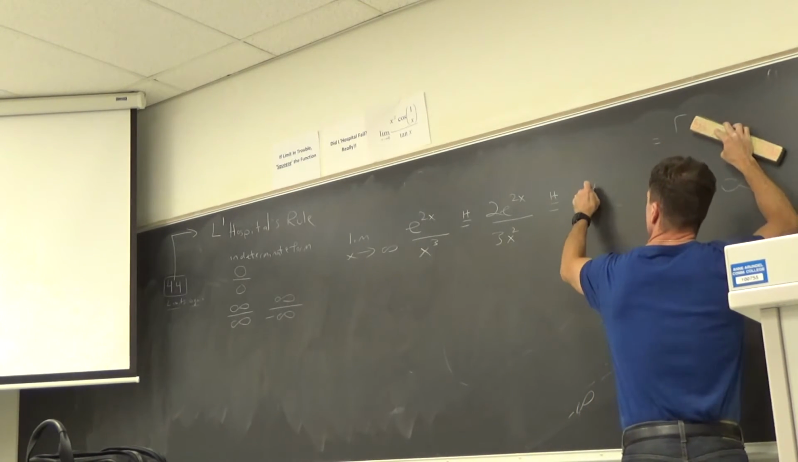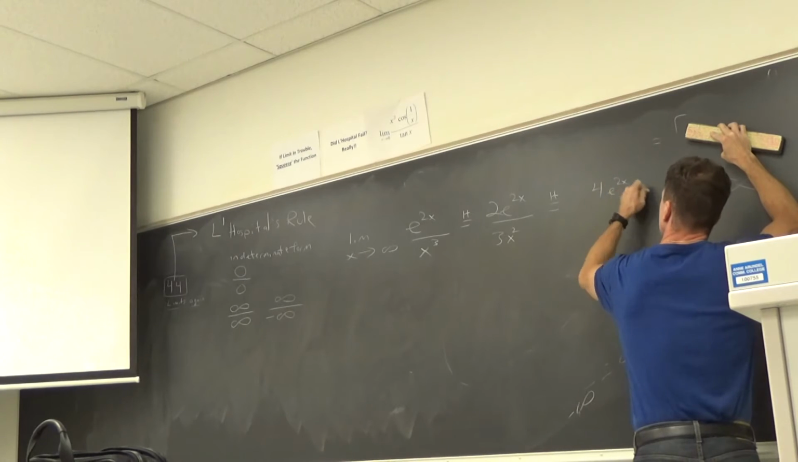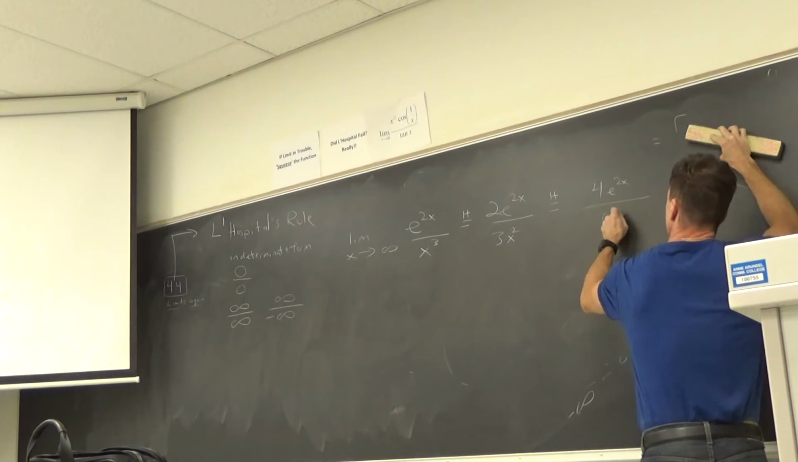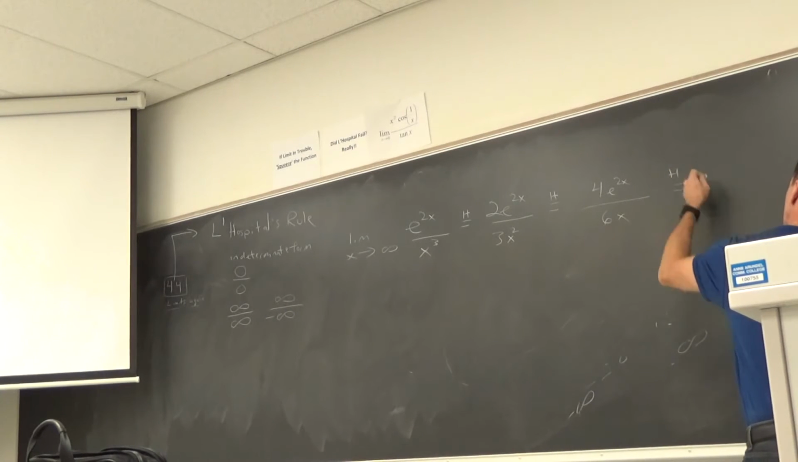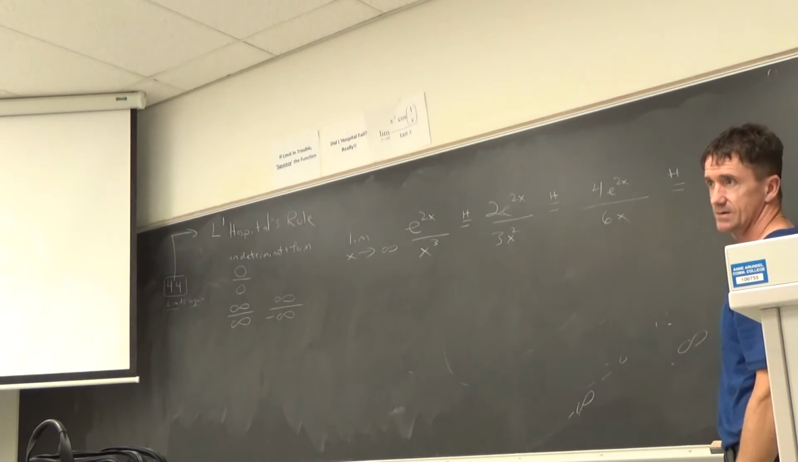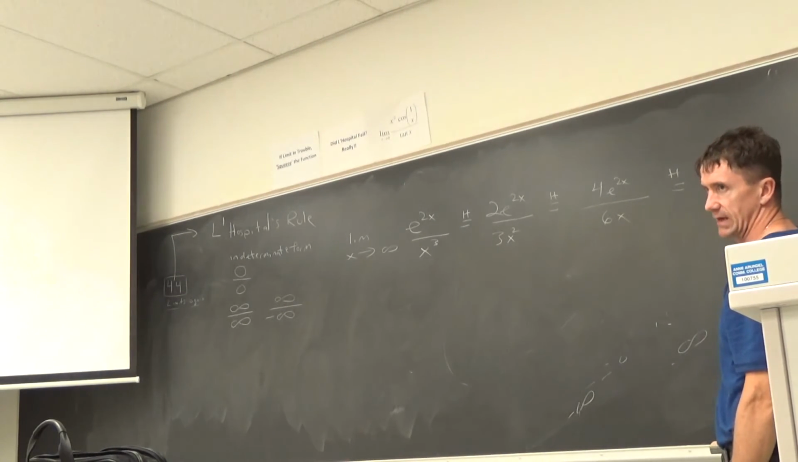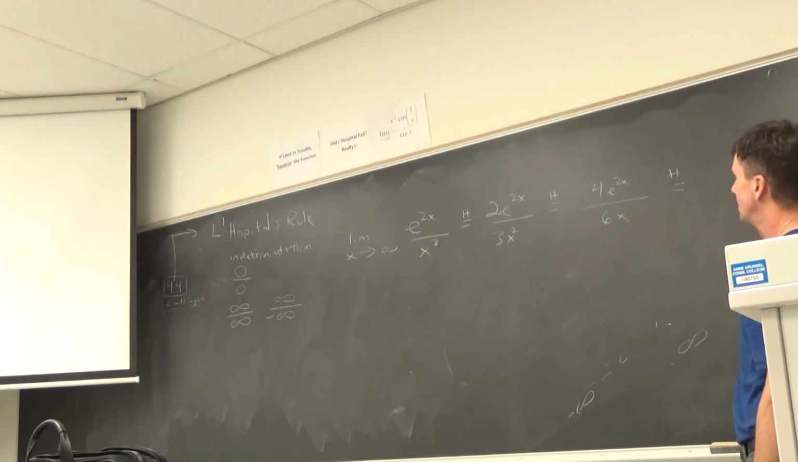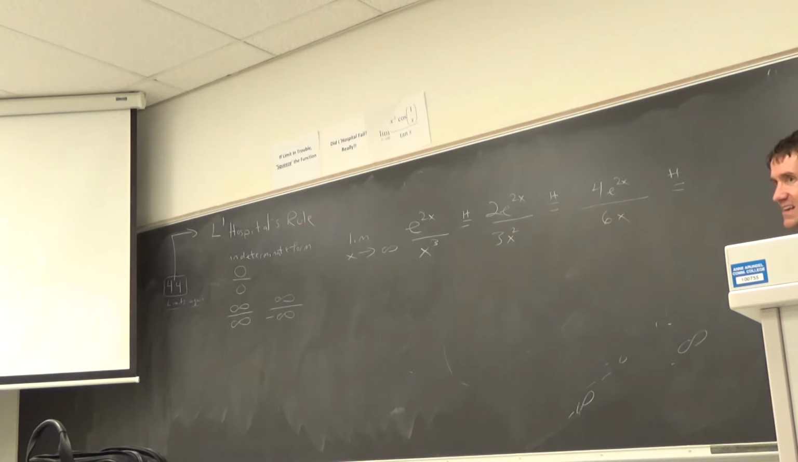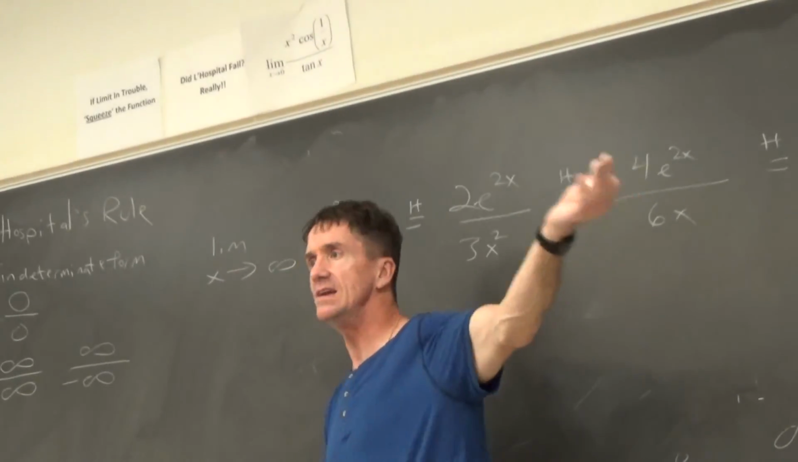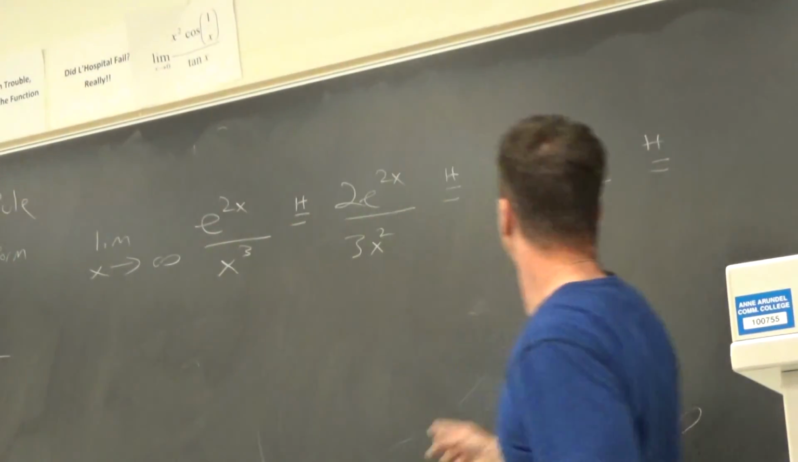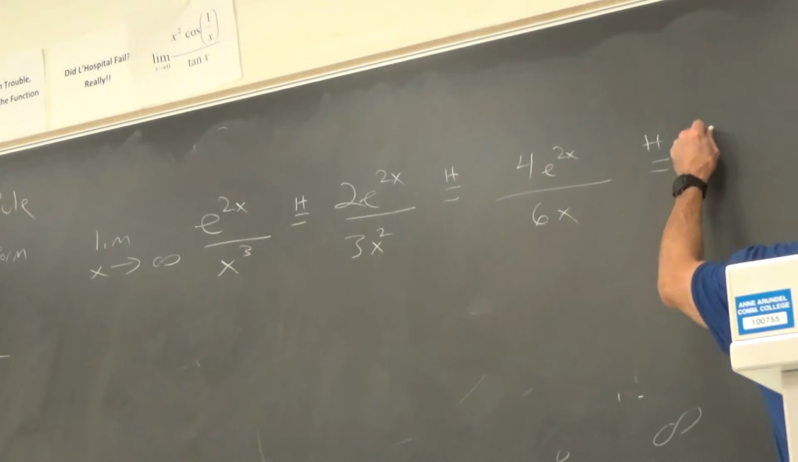4e to the 2x over 6x. Oh, goodness gracious. Then I get 8e to the 2x over 6. Infinity over infinity again? It's almost like I keep going until I get a constant somewhere, huh? So there's not an x on it. I like that. Yeah, you're right. That's a good eye. Because every time there's an x, you're plugging this in, you're getting infinity on one of the parts. What's that derivative? 8.